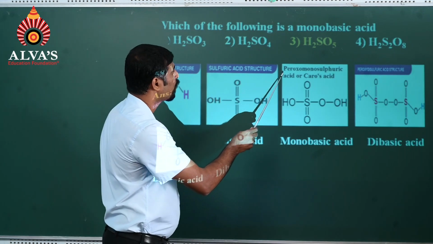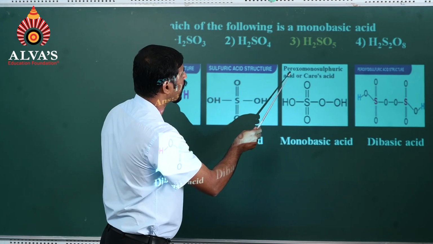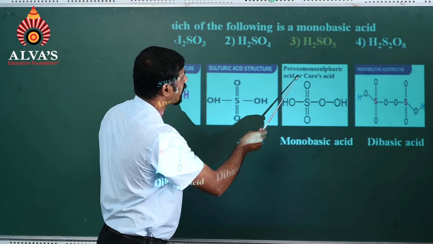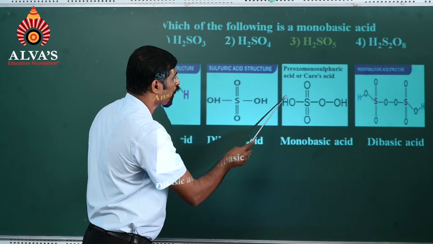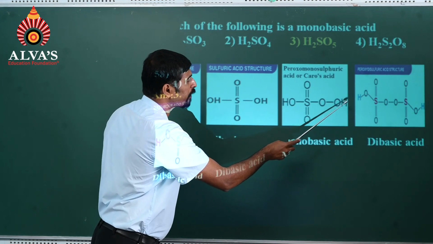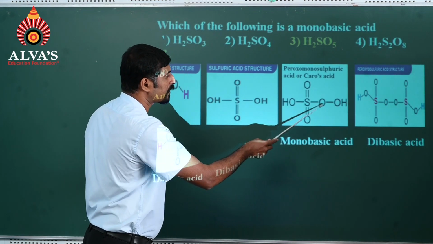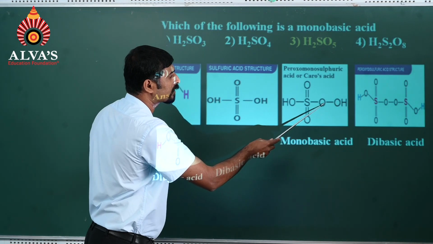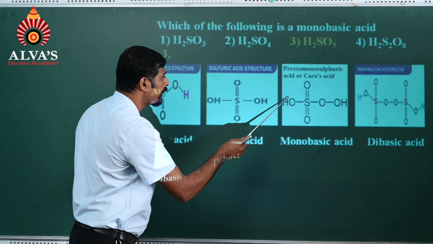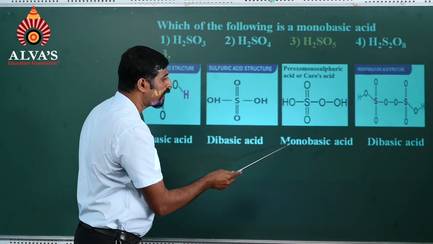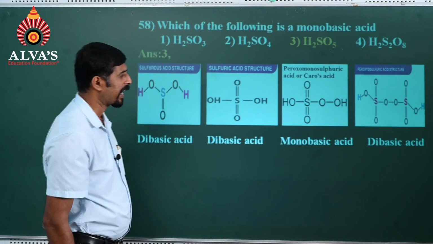In the case of H2SO5, peroxomonosulfuric acid, or Caro's acid, there is only 1 replaceable hydrogen atom. This hydrogen cannot be replaceable because it is attached to the peroxy linkage. Hence this hydrogen cannot be replaced. Only this hydrogen can be replaced. Hence it is a monobasic acid.